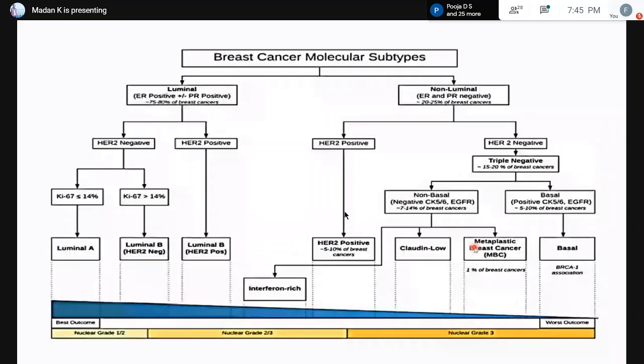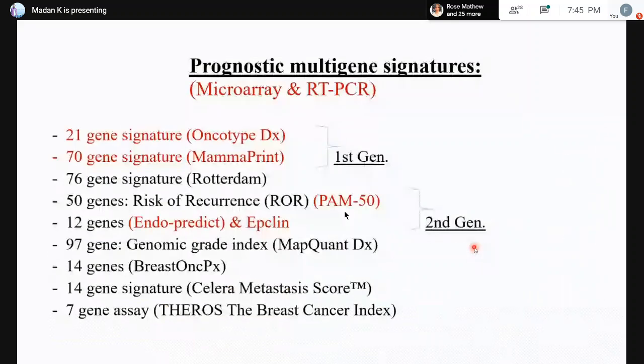So moving ahead, now we'll talk about multi-gene prognostic signature assays. What are these? These are the assays which check for the expression of genes related to cancer, and based on the gene expression, a scoring system is developed. Based on the scoring system, the cases are divided into low risk and high risk. We'll see how it is done.